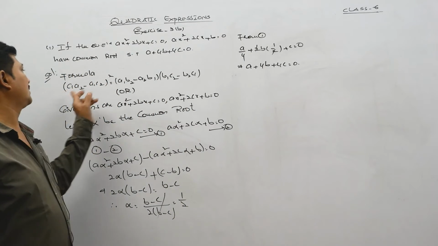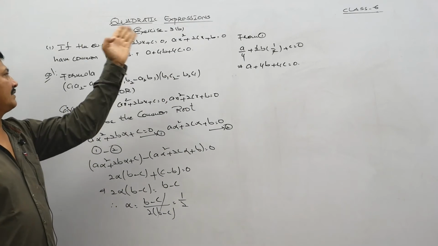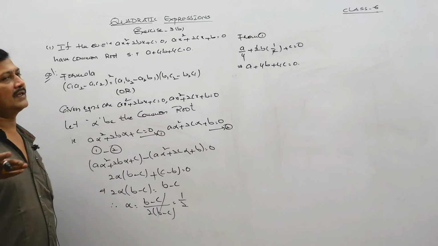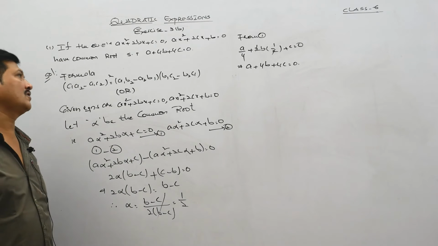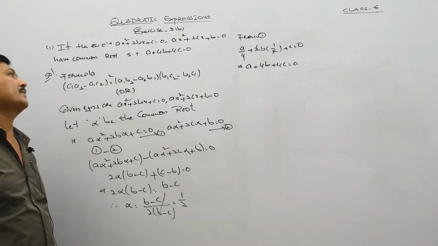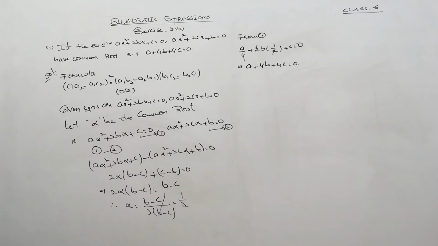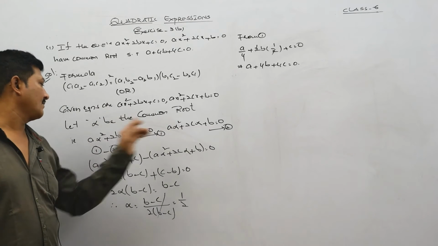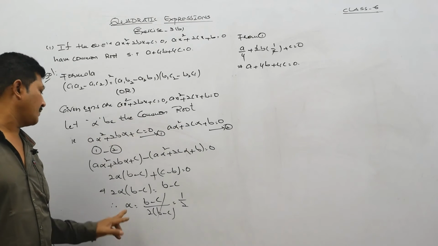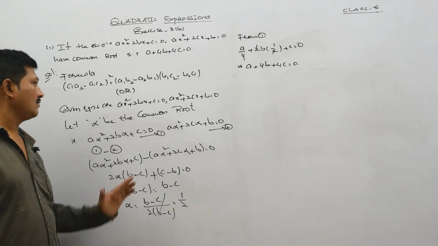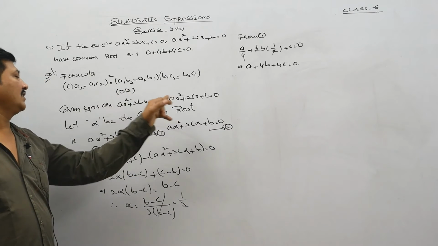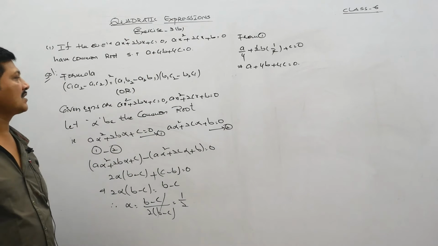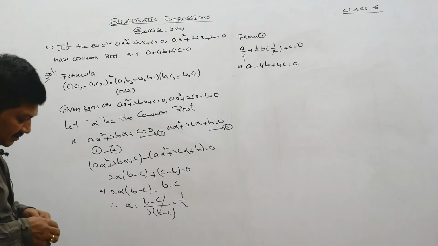One, you can use this formula by comparing the given quadratic expressions with a1x square plus b1x plus c1 is equal to 0, as well as a2x square plus b2x plus c2 is equal to 0. This is one method, and this is another method. That's what I have taken now. Let alpha be the common root, and I eliminated here and found the value of alpha, and alpha we got 1/2. You substitute alpha in any one of these two equations, you get the same answer: a plus 4b plus 4c is equal to 0.